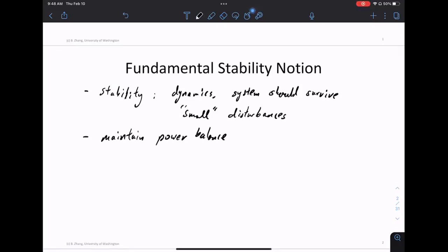Right, so the idea is you want to maintain power balance. You want supply equals demand, or supply equals demand plus losses in the system. This is the sort of equation that is always the goal of power system operation.